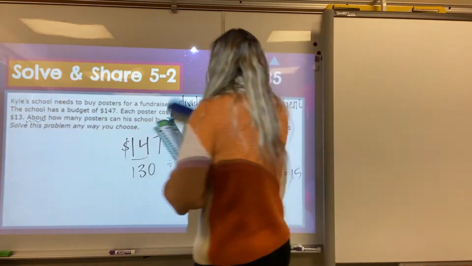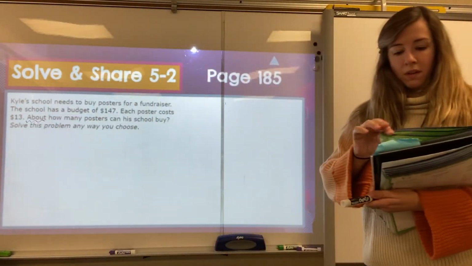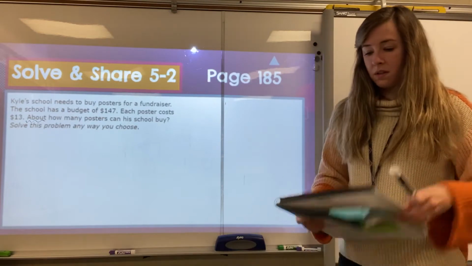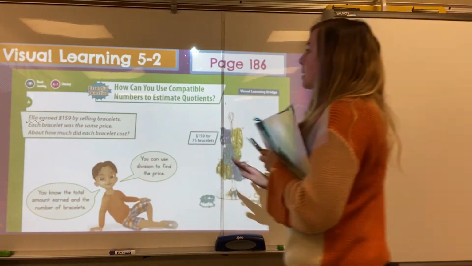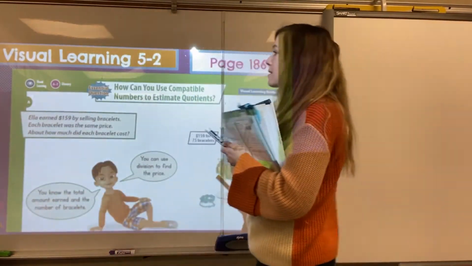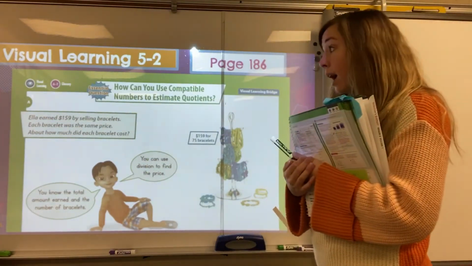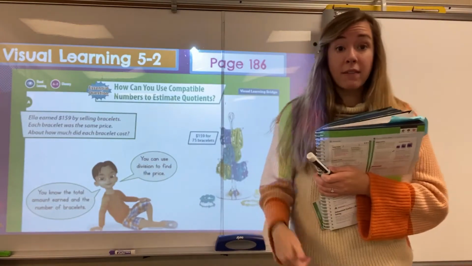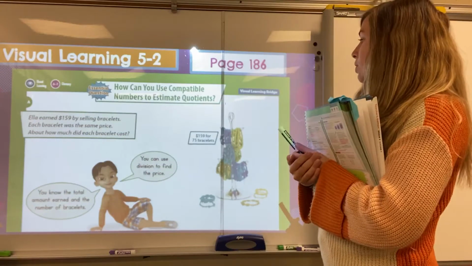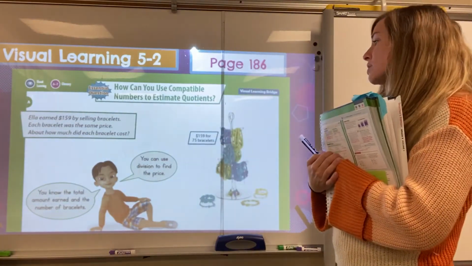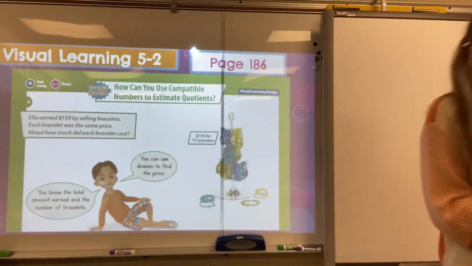Okay, let's go ahead and talk through our visual learning bridge. Alrighty. So how can you use compatible numbers to estimate quotients? Ella earned $159 by selling bracelets. Each bracelet was the same price. About how much did each bracelet cost? We've got that about in there. That is a signal word for you to know, hey, I'm going to estimate. So this little guy is telling us you can use division to find the price. You know the total amount earned and the number of bracelets. We have $159 for 75 bracelets.